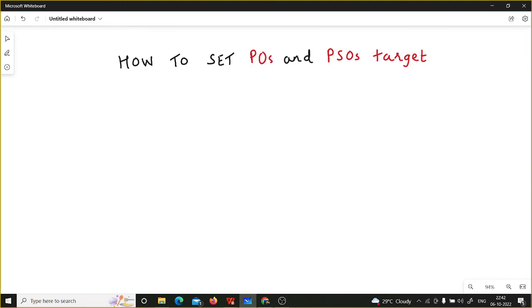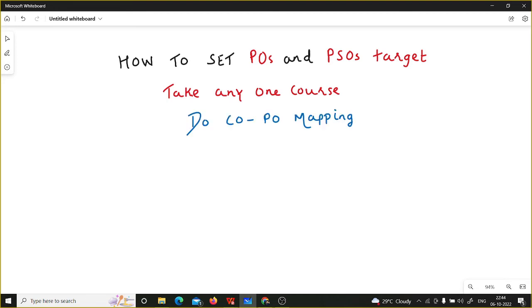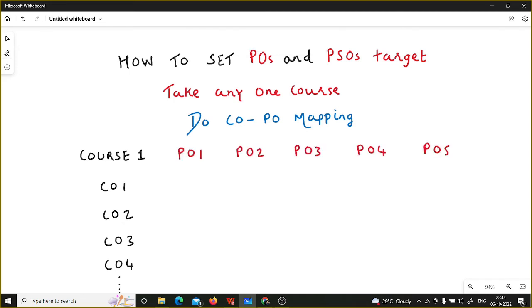Now we will see how to set POs and the PSO target. You take any course, for that matter any course, and you do the CO-PO mapping of that particular course. Any course has the course outcomes. At least 5 to 6 course outcomes are there for any subject, so the course owner has to define the course outcomes. Whatever course outcomes have been defined have to be mapped with the POs and the PSOs.